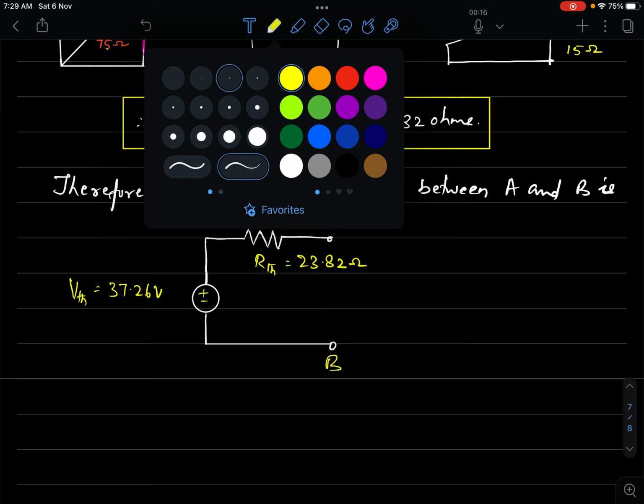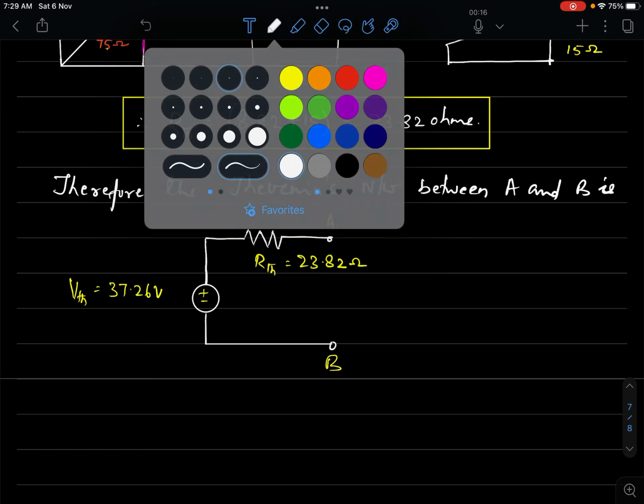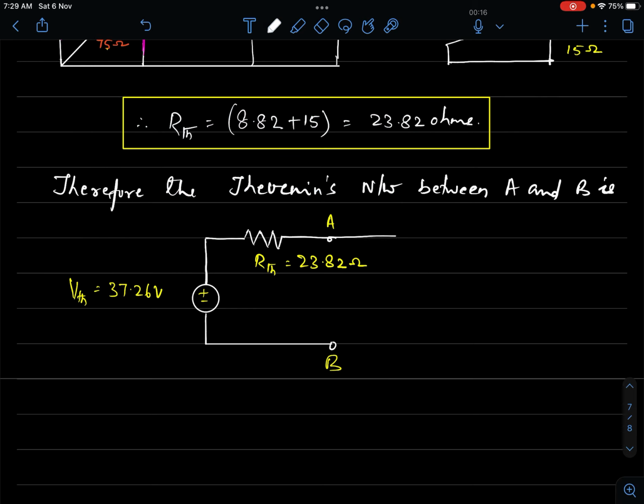Positive, negative. Okay. Now my 2 ohm is connected here. I'll take my 2 ohm resistor, which was originally connected between A and B, which we opened for the calculation of the Thevenin source. I've connected it back. So the problem says find the current through the 2 ohm resistor using Thevenin's theorem.